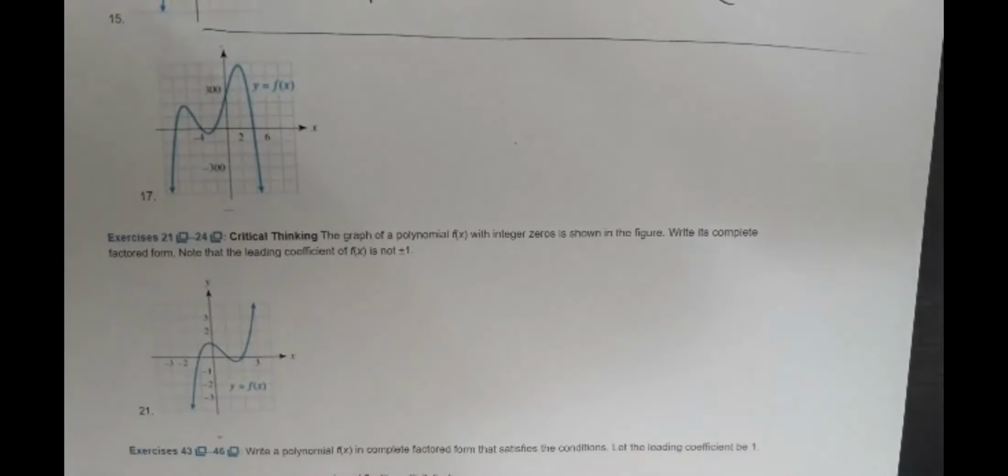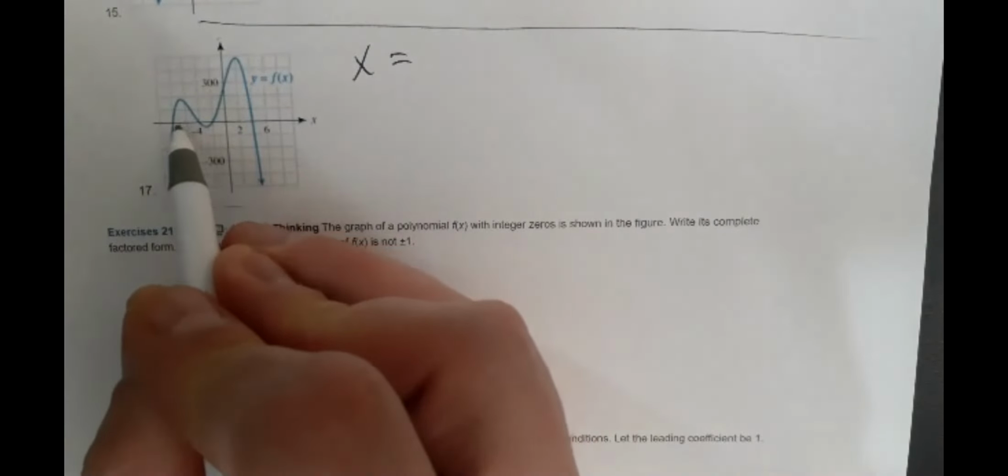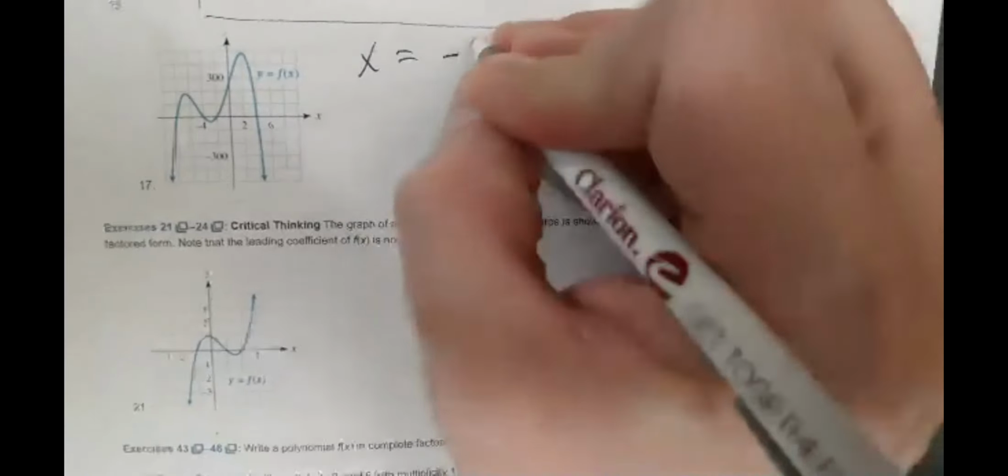17. What is the first thing I should do here? What would you do if you saw a graph and it asked you to write the factored form? Zeros. I would get your zeros off of there. Get your intercepts, get your zeros. What are my x values for those zeros? So I'm looking here, squinting my little eyeballs. This is 2, 4, 6. A minus.